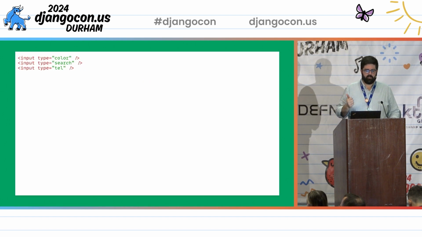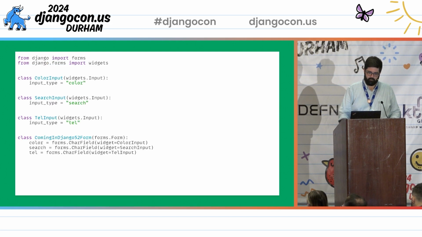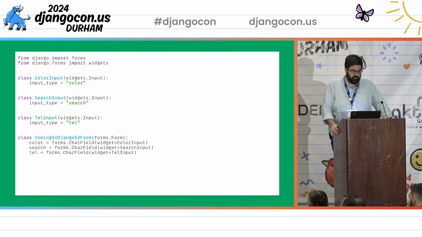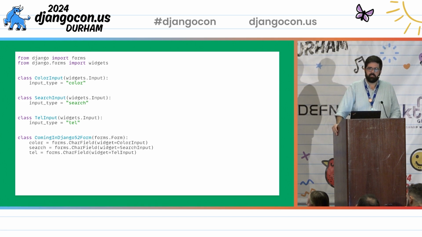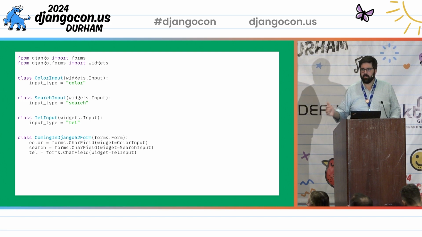There's also a handful of less commonly known input types. I feel like I rarely see these: your color, your search, and your telephone input types. And how you would use them in Django is similar to how you would define a custom widget, and that is inheriting from widgets.input and specifying the different input types for color, for search, for tel. And interestingly, this stuff is coming in the next release, I believe, Django 5.2. I think I copied this directly from main when I was creating these slides, but you can use these today.